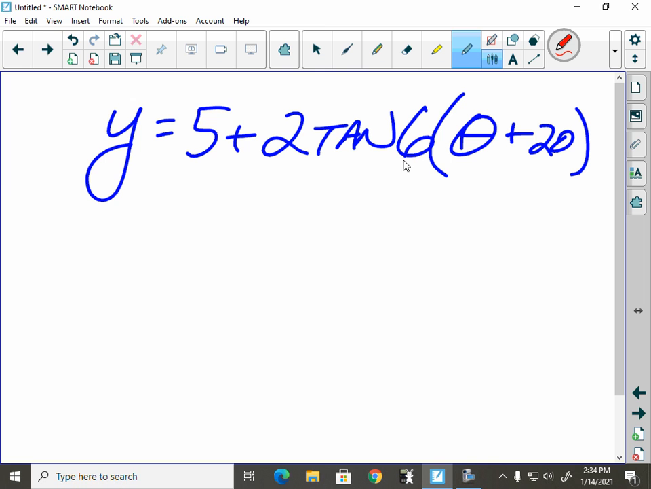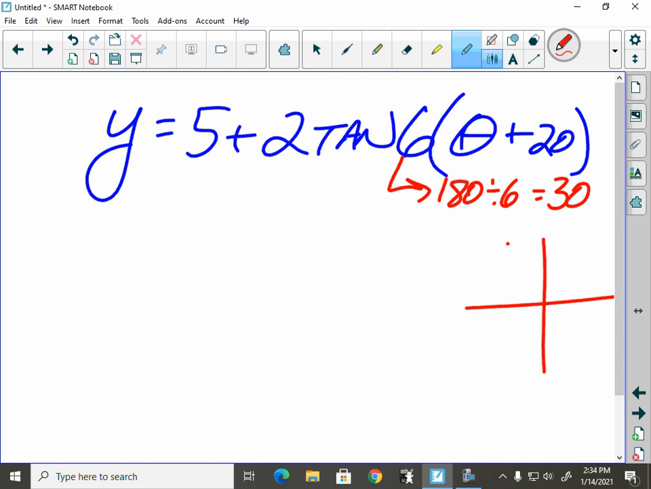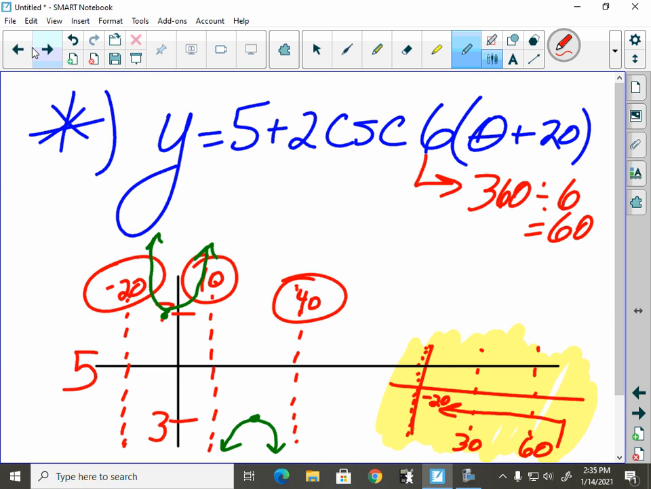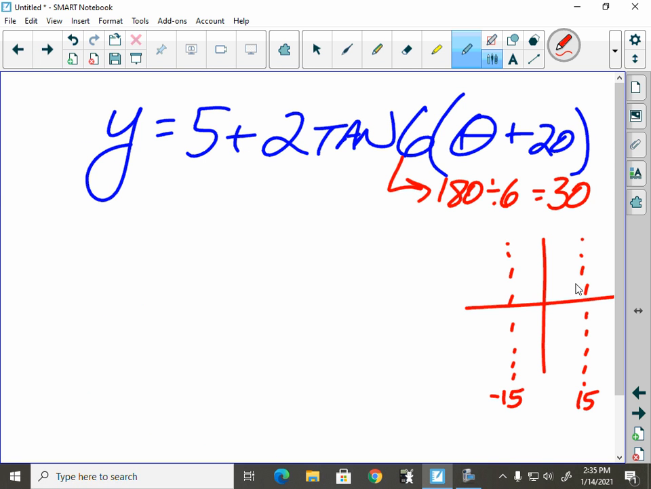So if it's tangent, it's 180. So it's 180 divided by 6, which is 30. Okay, now tangent normally looks like this. It's got a natural split of the curve. So if it was 30, it would have to be negative 15 and positive 15 to take care of that natural split. That period is 30. But then, hey, look at that. I use the same numbers, 5, 2, 6, 20. Wasn't that clever? So then it's plus 20, which means I'm going to have to go 20 to the left.